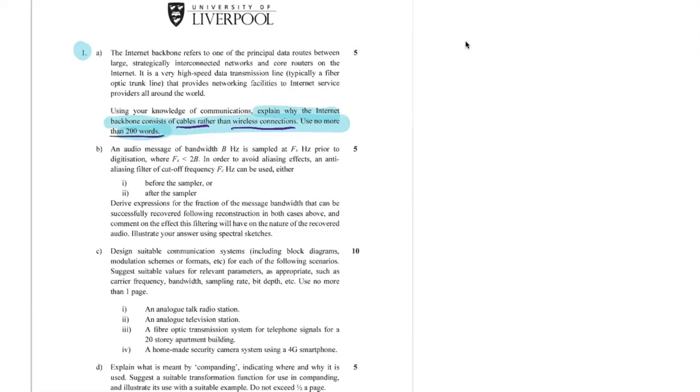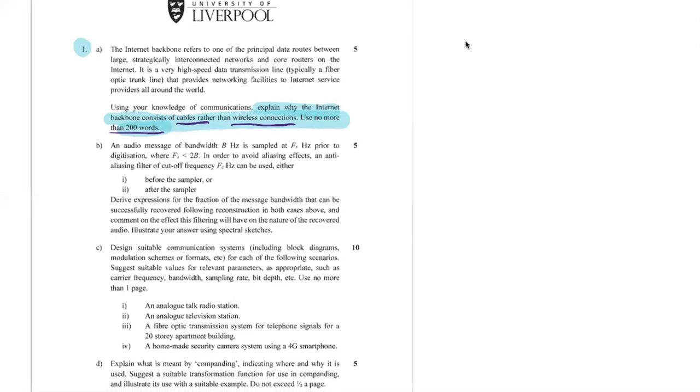So it's just 200 words. That's less than a page. So in that page, just explain, why do you think the most important parts of the internet rely on cables? Why not wireless? Okay, so you need to think about some of the advantages and disadvantages. Focus on things like data rate, vulnerability to noise, etc.